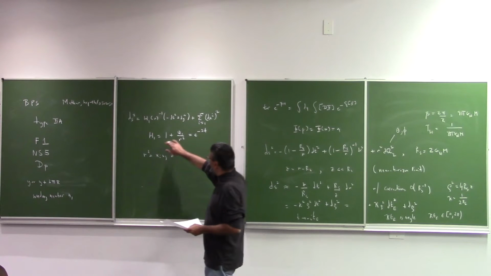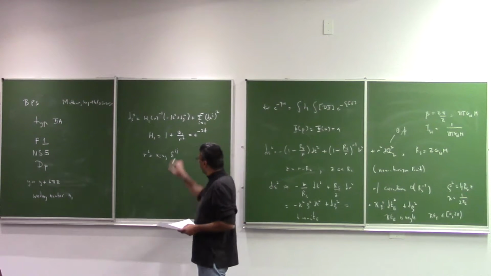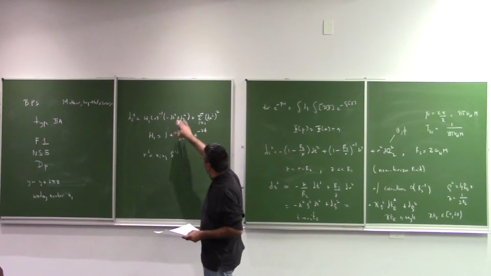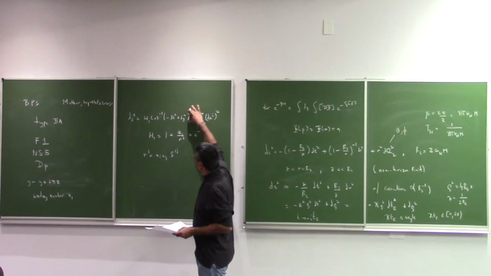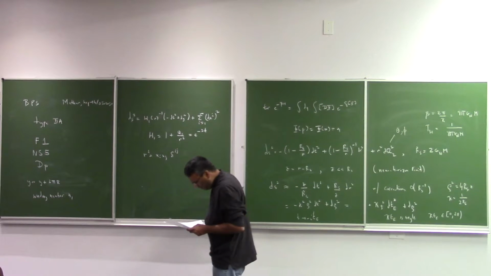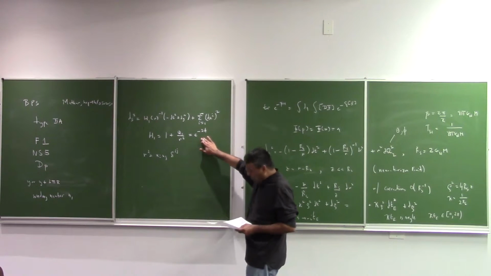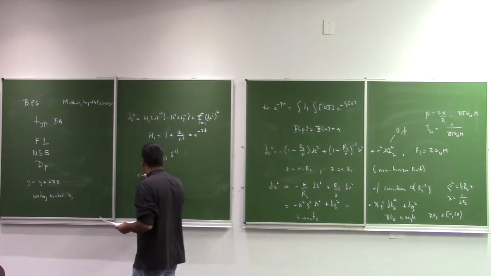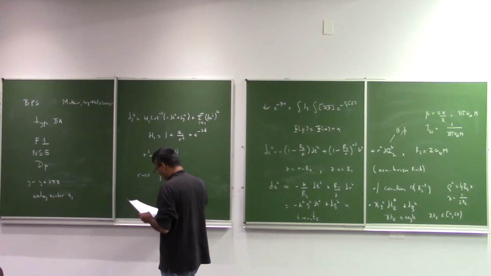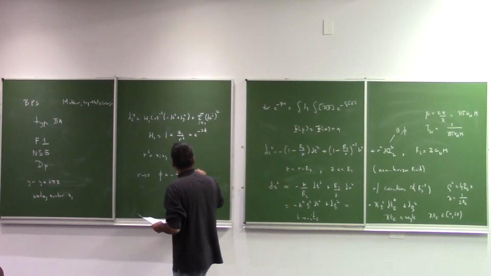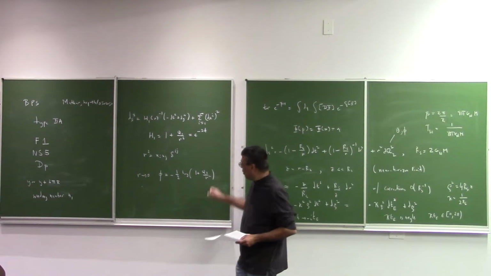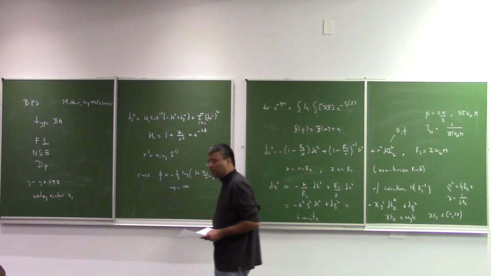So, let me look at the limit where r goes to 0. Where r goes to 0, h1 blows up. So this factor, h1 inverse, goes to 0 in this limit. Right? So in this limit, the dilaton phi is equal to minus 1/2 logarithm of 1 plus q1 over r to the 6th. So in the limit where r goes to 0, phi goes to minus infinity.